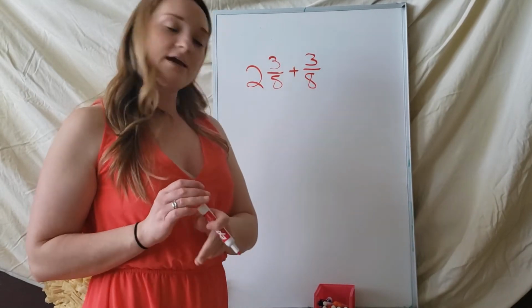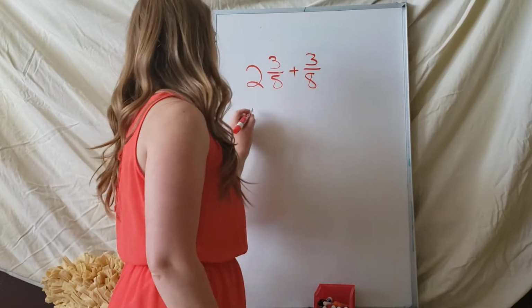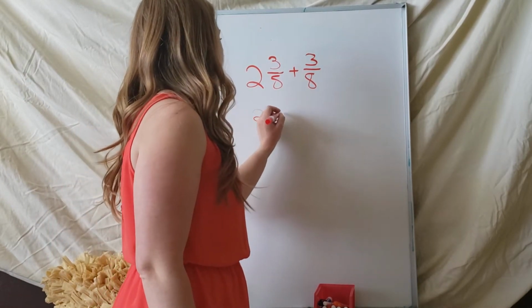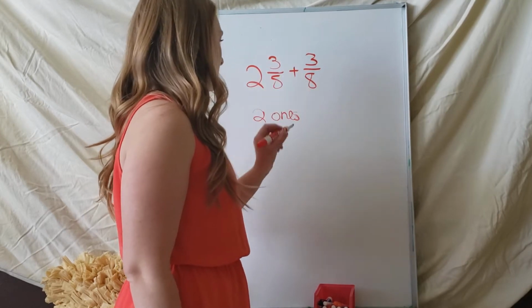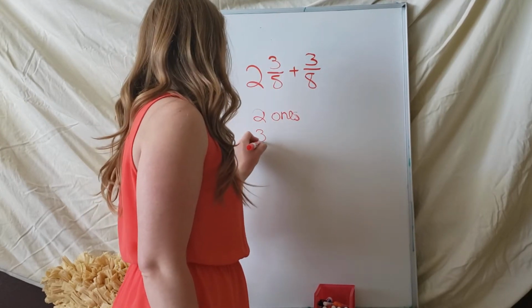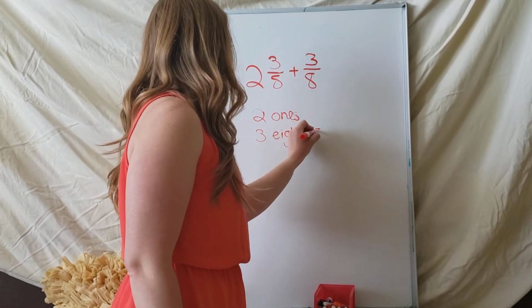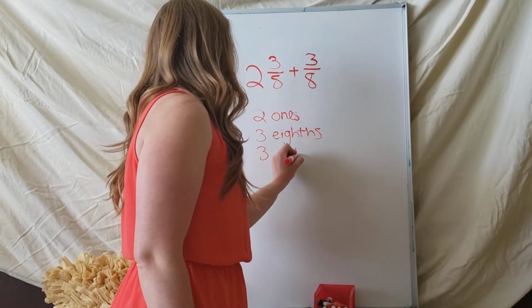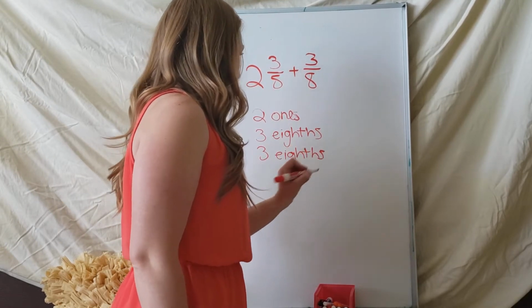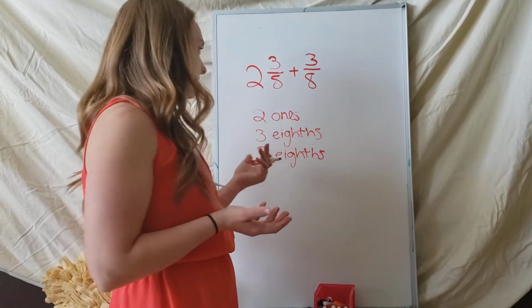So the first thing I want to think about is what units do I have? I have 2 ones, and I have 3/8 and I have another 3/8. Did I spell that right? Yes. So we're going to think about adding like units.